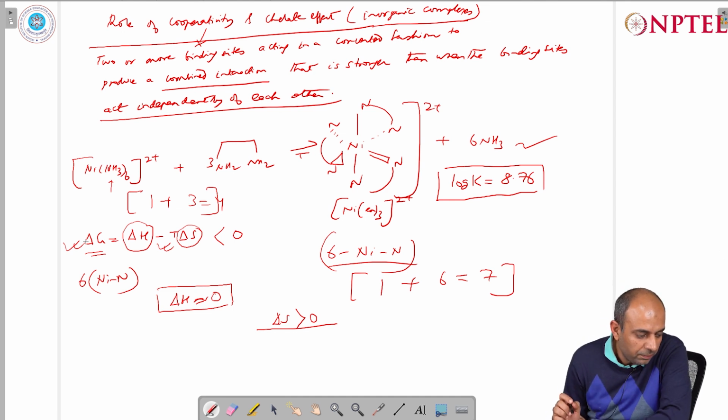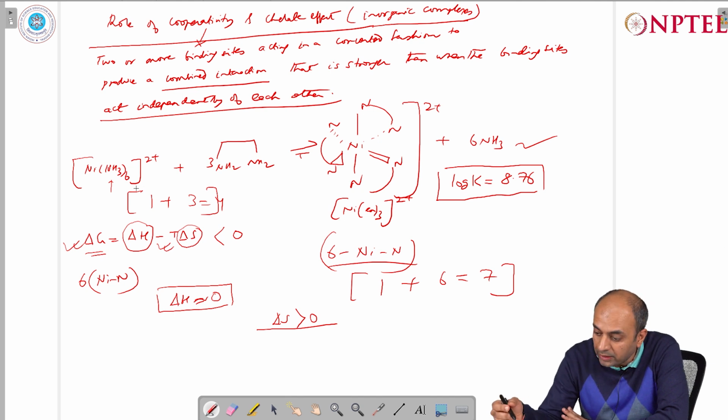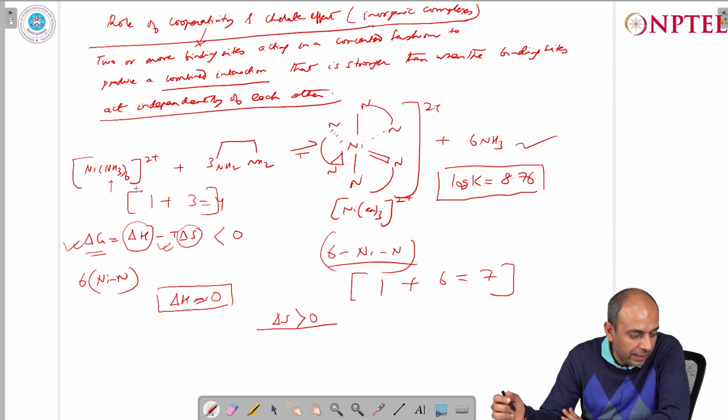So, you can also look at it from the perspective of hexaqua complexes. If instead of ammonia you have got hexaqua complexes, then you would have released 6 water molecules into the bulk and in a similar manner. So, overall this process results in an increase in the entropy of the system.